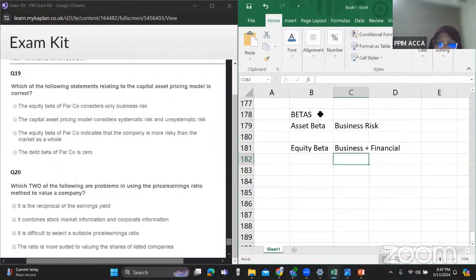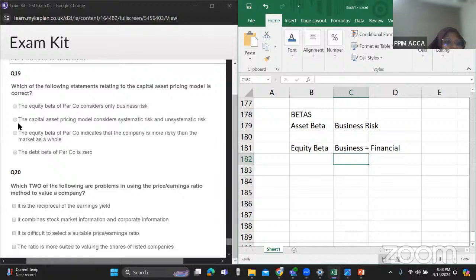Business risk means something in that particular industry is affecting everybody in the industry. Financial risk means it's very specific to your organization. It's to do with your debt equity ratio. So if you look at the first one, it's saying equity beta of PAR considers only business risk. That's wrong. Equity beta, naturally, we are talking about business plus financial.